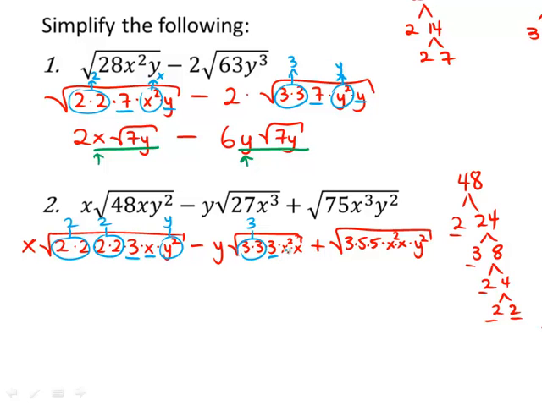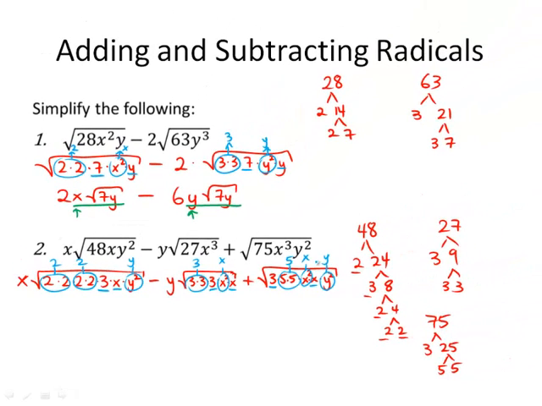3 is left. From x squared we can have an x, and x is left also. 3 is left alone, 5's come out. X squared becomes an x. X is left, and y squared becomes a y. Now we've got x times 2 times 2 times y on the outside of the root because those have been simplified, leaving us with 4xy.